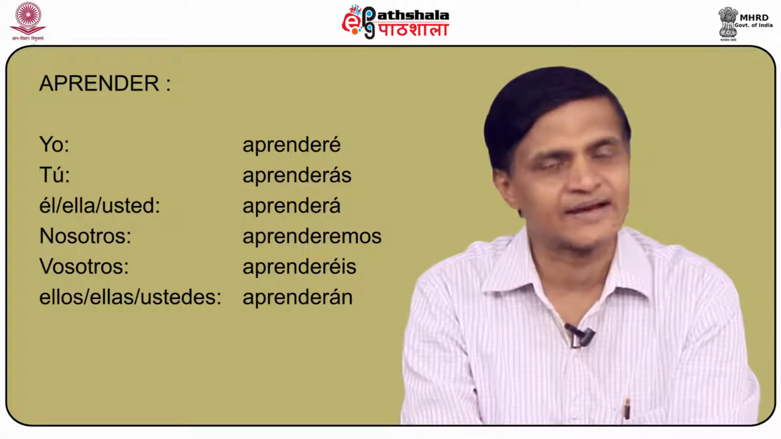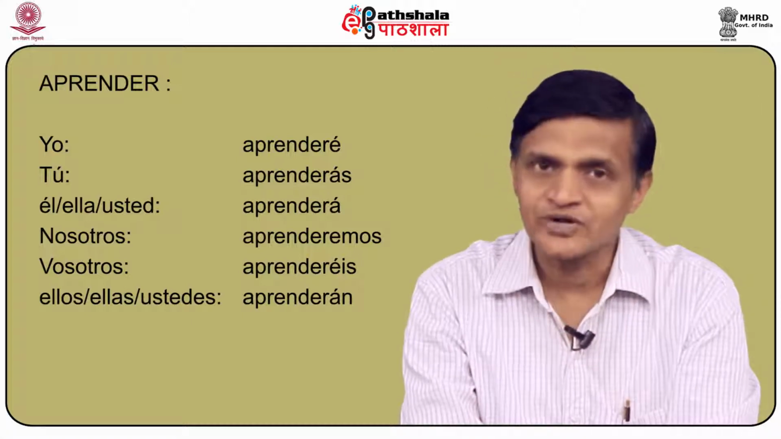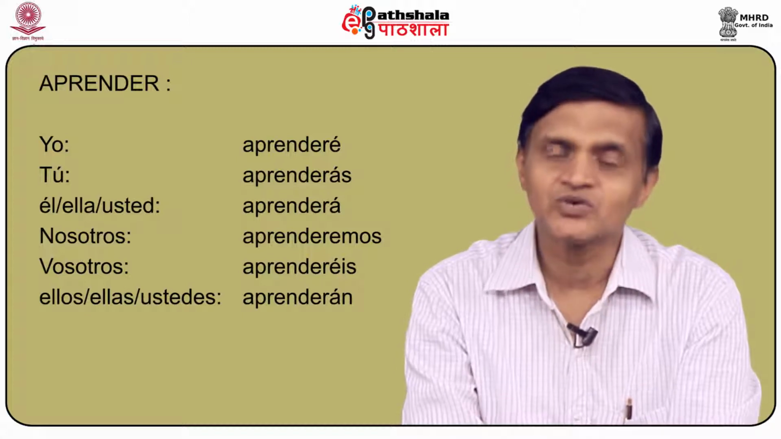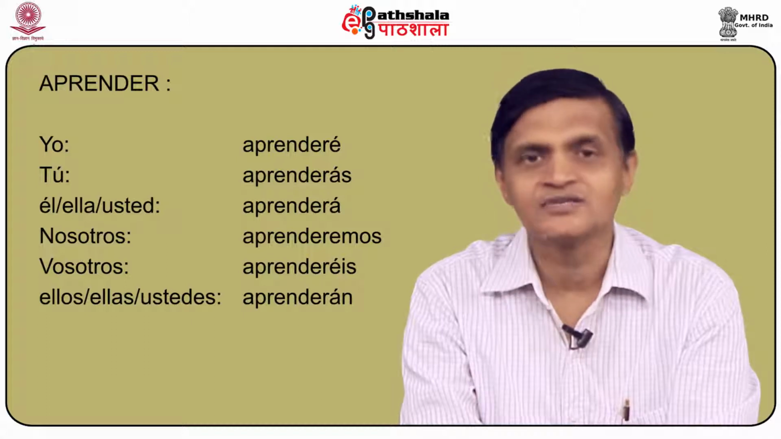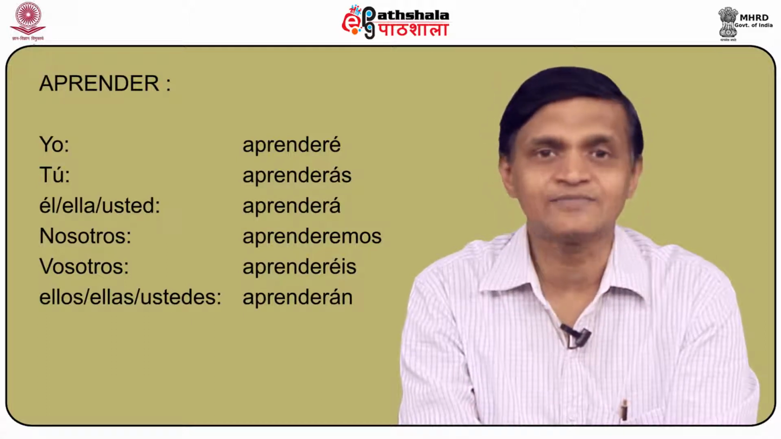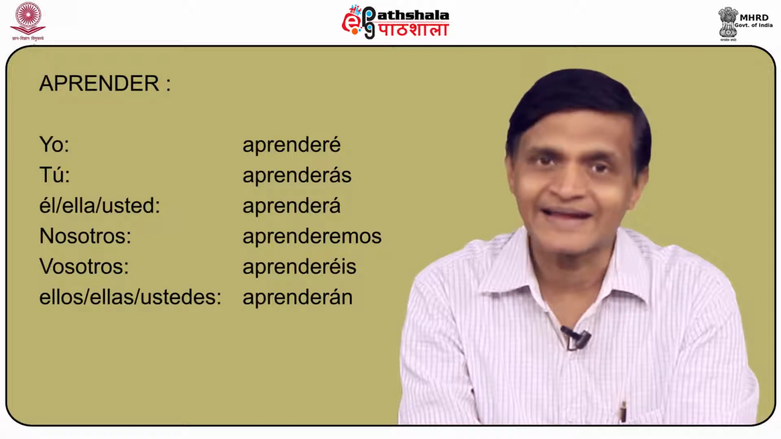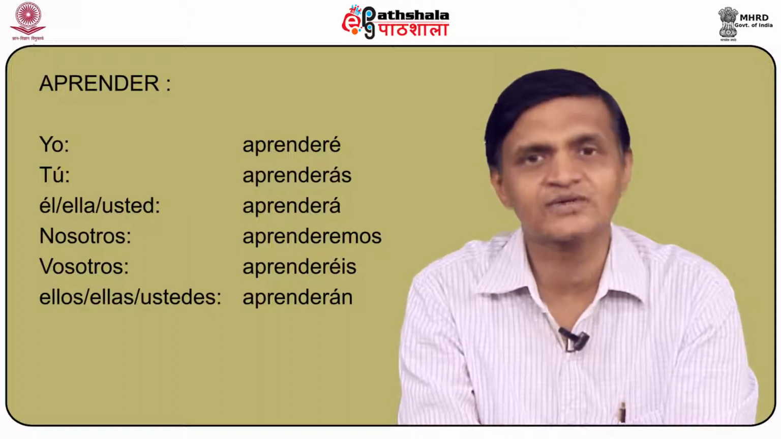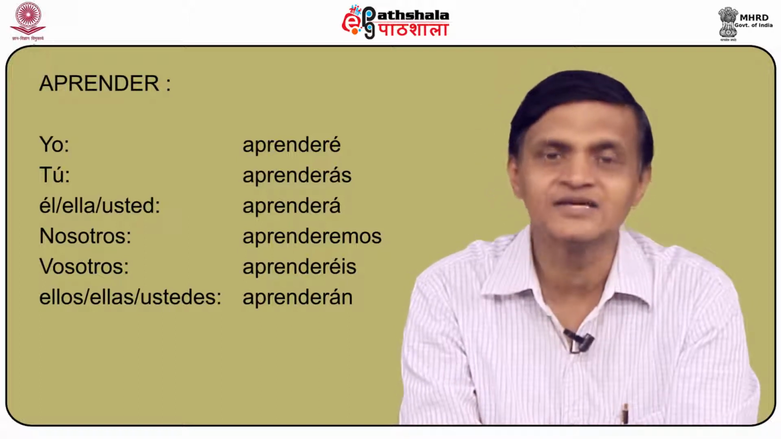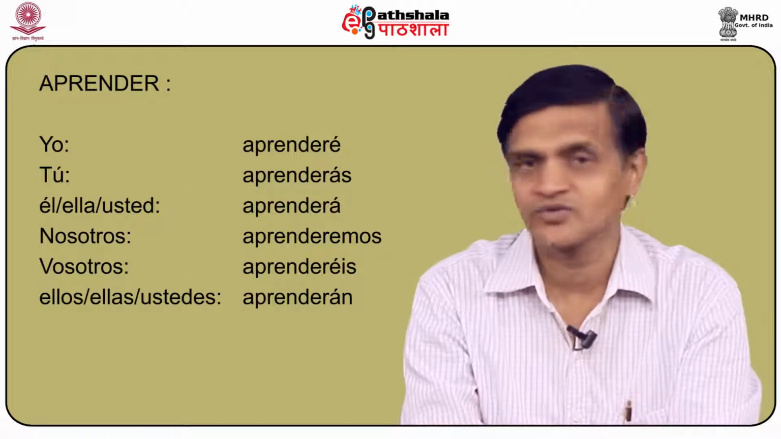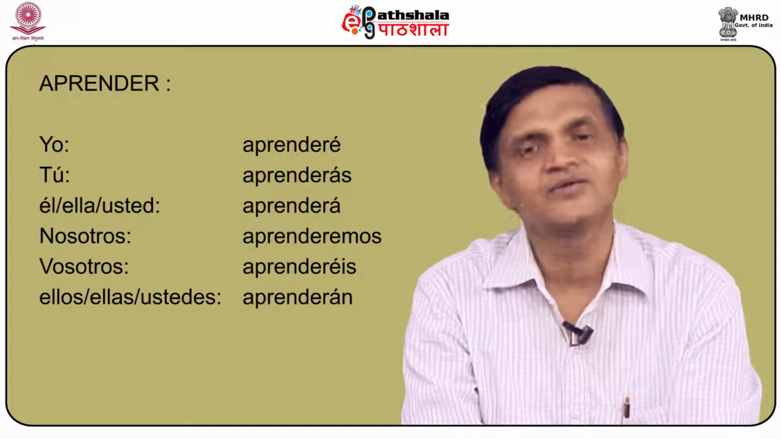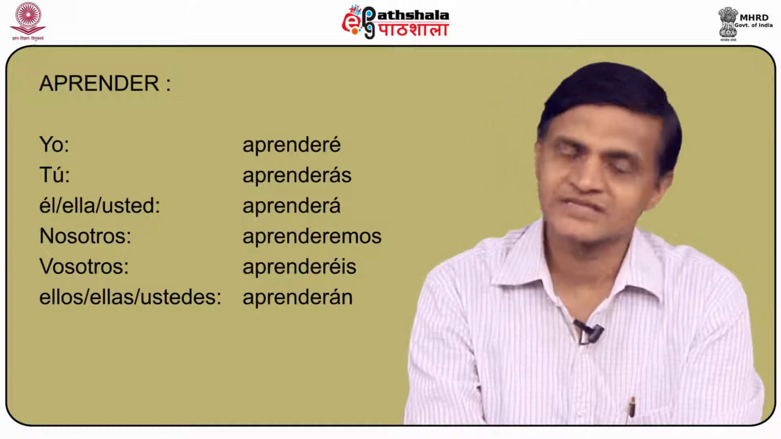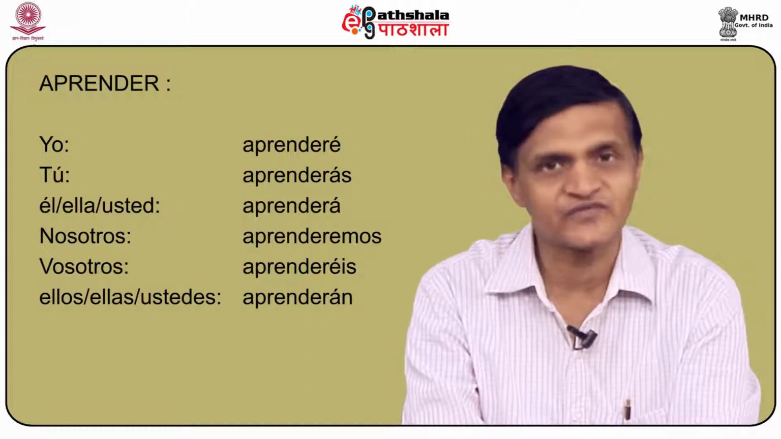aprenderéis, and aprenderán. If you take out a printout from the e-text, then you will understand that there is an accent on all the conjugations except the nosotros one. So aprenderé with accent, aprenderás with accent, aprenderá with accent, nosotros aprenderemos without accent, aprenderéis with accent, and aprenderán with accent. The same rule is for all the verbs that follow.